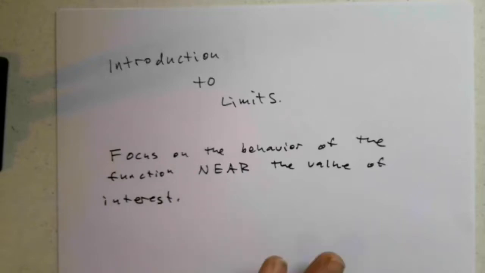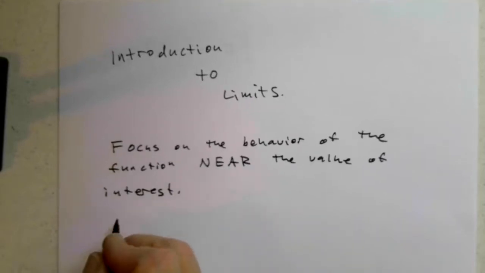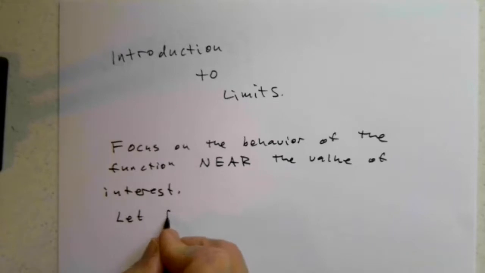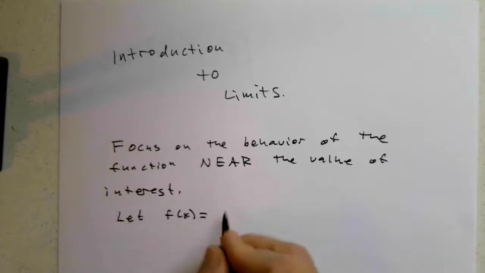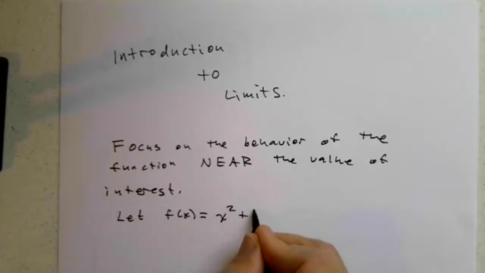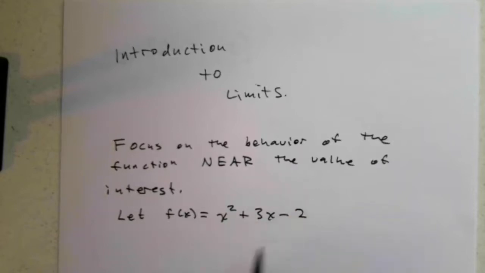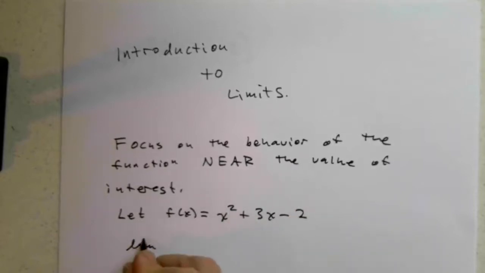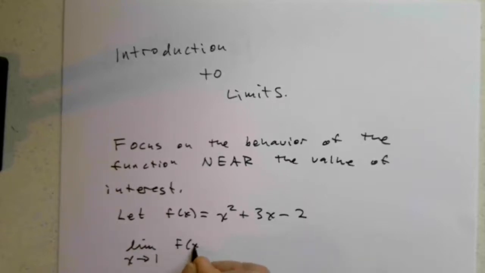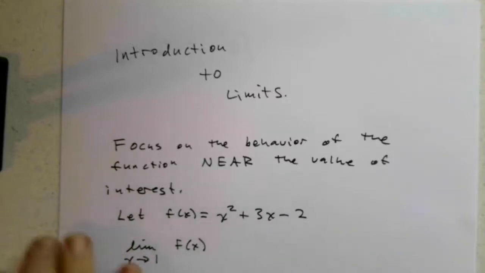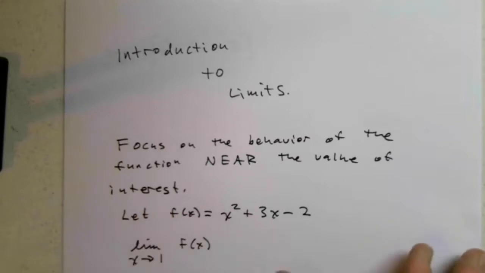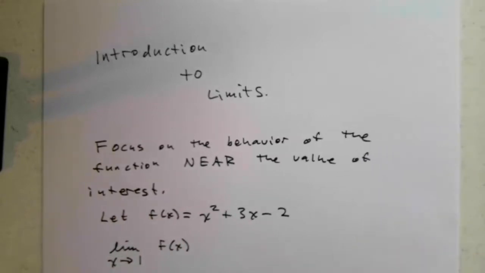So the first example I'm going to look at is the following. I'm going to let f of x equal x squared plus 3x minus 2. And I am interested in the limit as x approaches 1 of f of x. So if I choose x values that are fairly close to 1, what are the f of x values getting very close to? That's what we're trying to answer. That's our basic idea here.